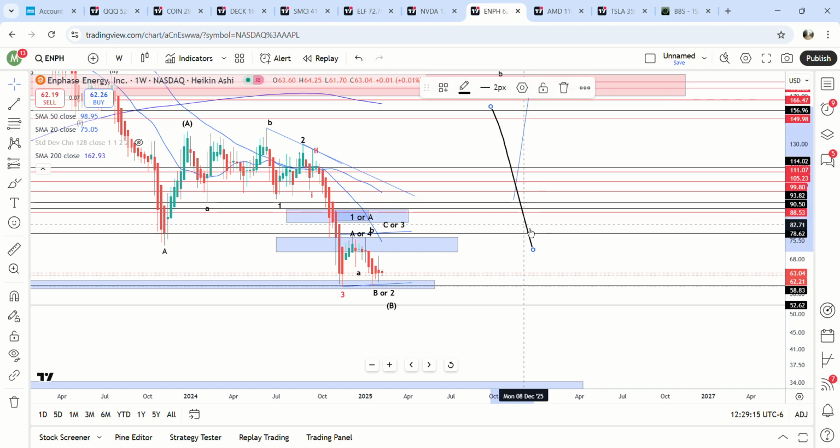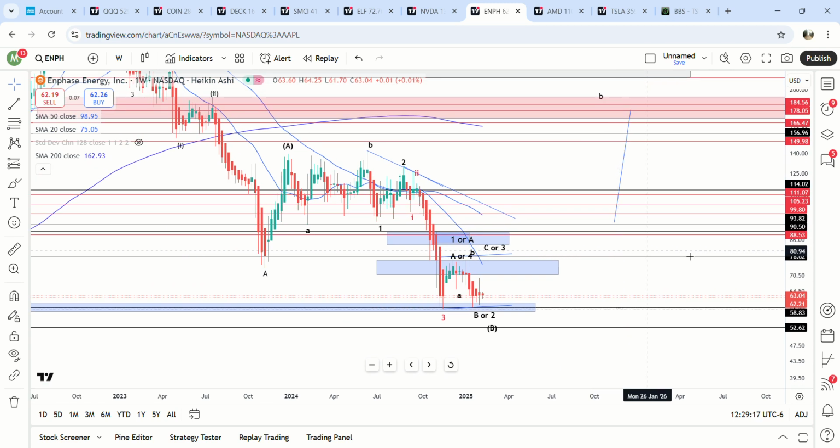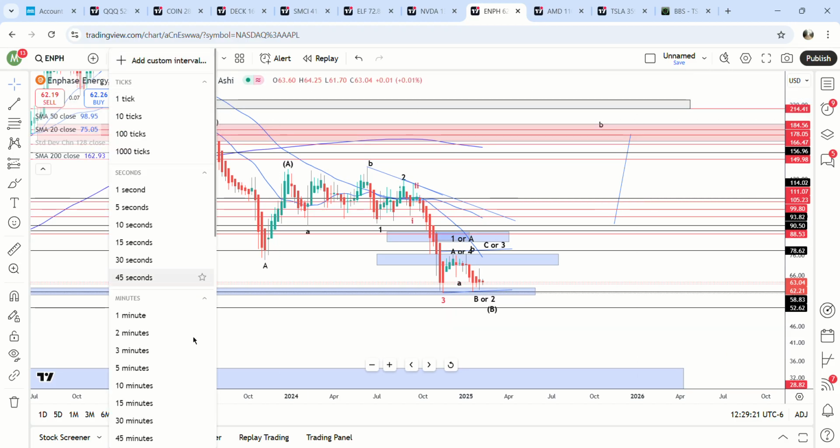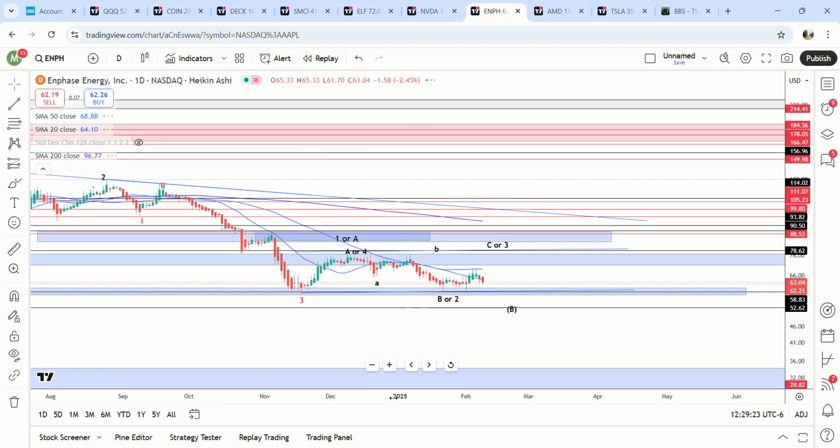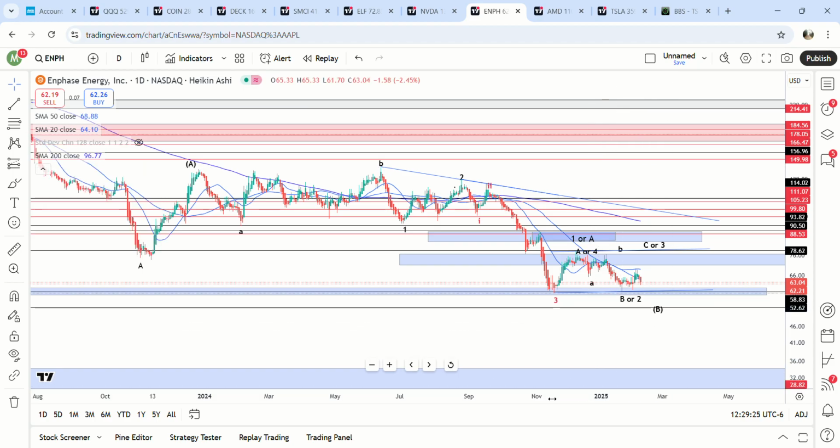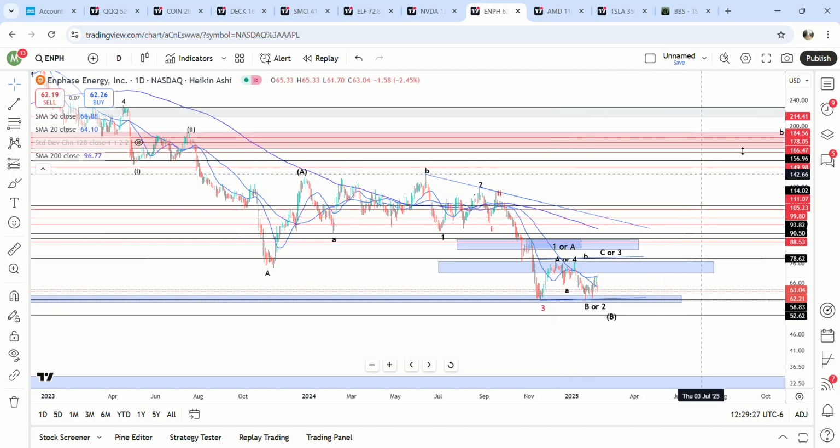So that's my thoughts on ENPH. Killed earnings, stock still gets slaughtered, and just gotta be more patient. I think eventually, here probably in the next year, this will be back above $100.